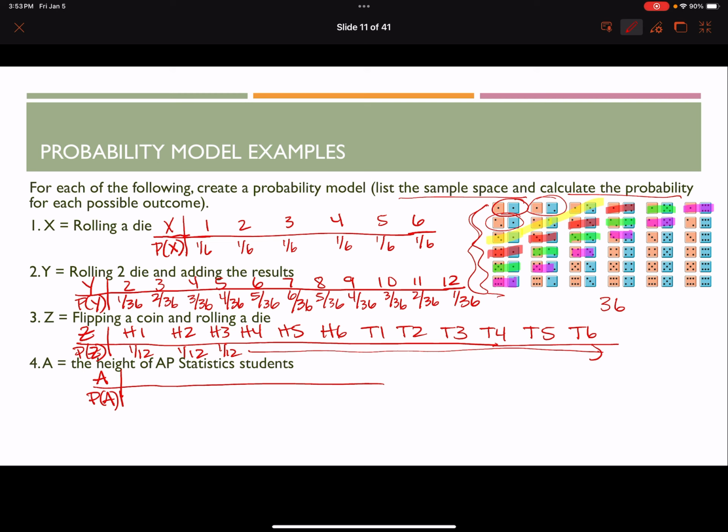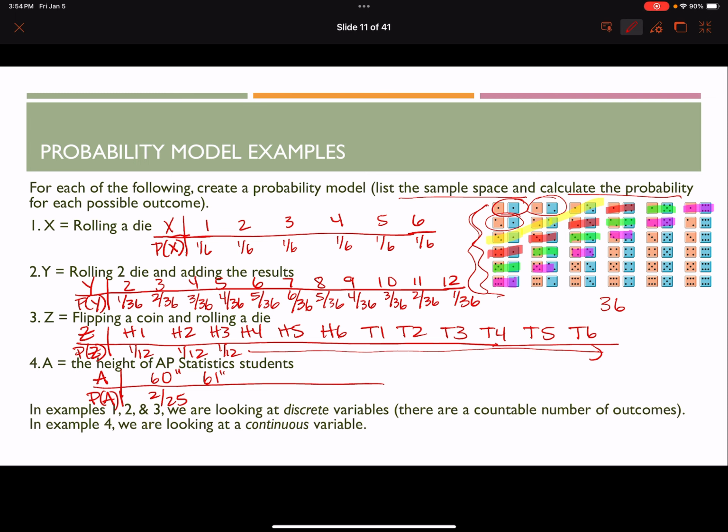I don't specify that here, but I could say to the nearest inch. Are you 60 inches, 70 inches, whatever. And so I would list all the inches. Let's just pretend the shortest person is 60 inches, 61 inches, et cetera, and then count. Out of my 25 people, how many of them are 60 inches? Well, if 2 out of the 25 people are 60 inches, then this probability would be 2 out of 25, right?